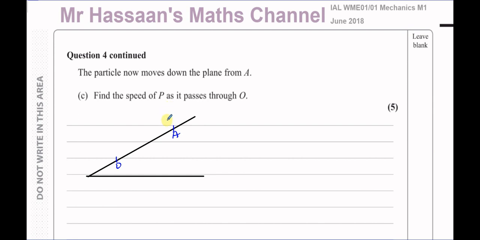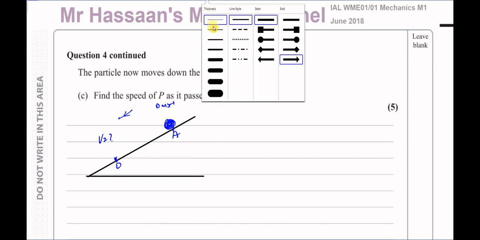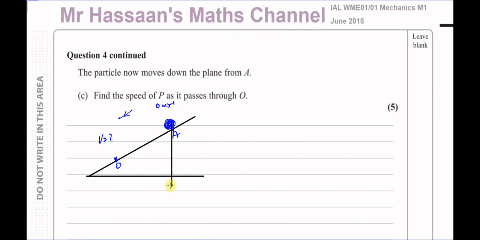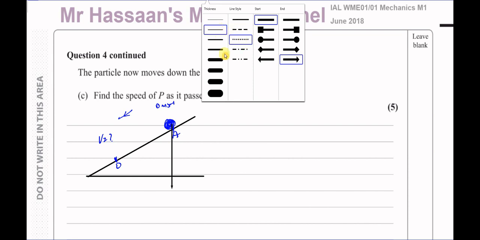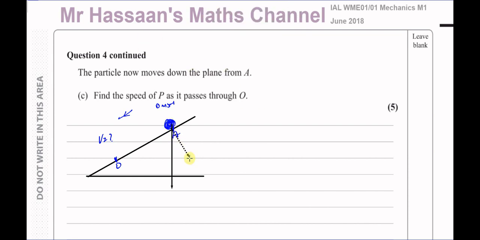Now what's happened now? It's reached A. It's come to rest here. So now we can say its speed here is 0 meters per second. Okay. And we want to find its speed when it reaches O on the way down. Now it's moving downwards. Now, when it starts moving down, the difference between this situation and the last situation, the weight is still the same. The weight is still acting vertically downwards. You still have a component of the weight in this direction here.